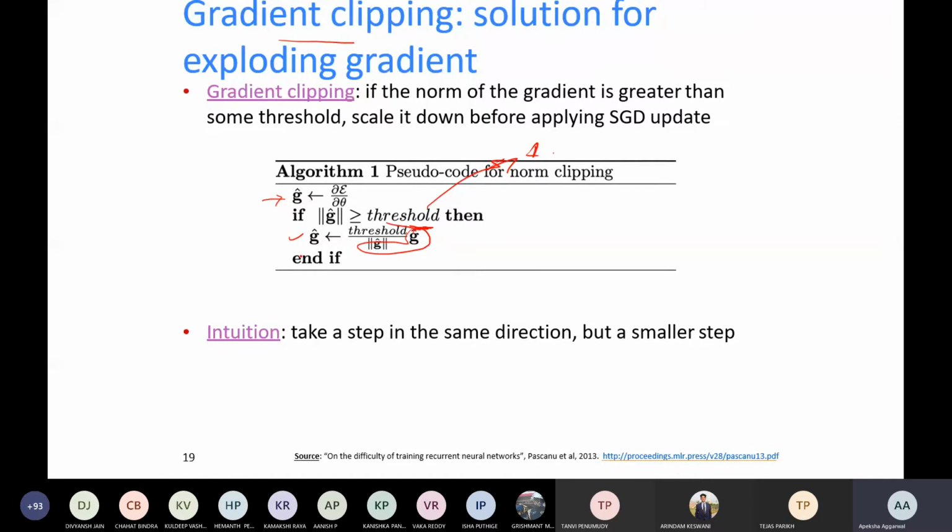Another solution is skip connections. Skip connections is basically where we are dropping some connections, just like we have done in dropout. So if earlier it was multiplying 1.1 100 times, now it will multiply 1.1 only 50 times, so the result would be smaller. This is called skip connections. So these are the two methods to solve exploding gradient.